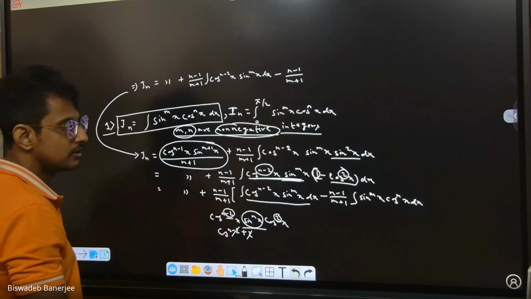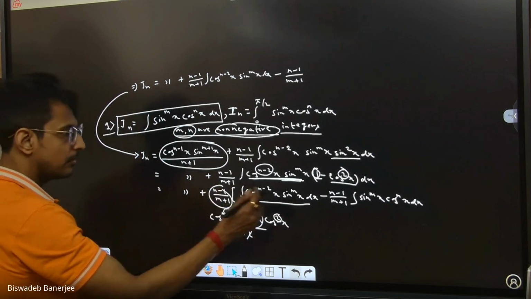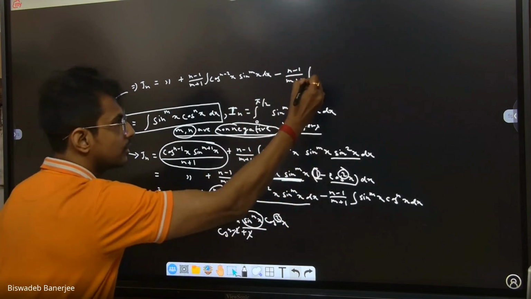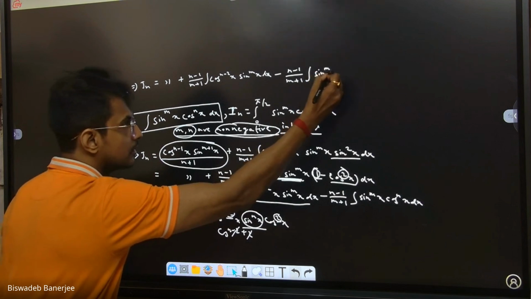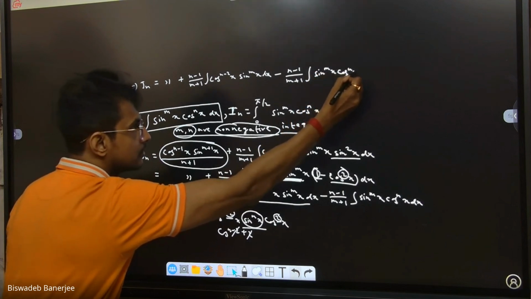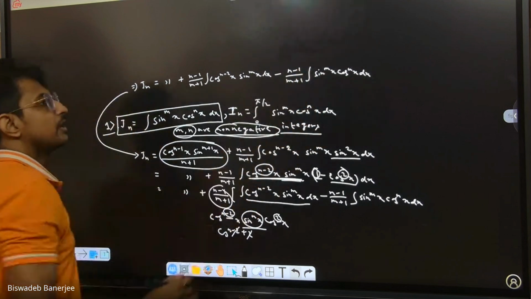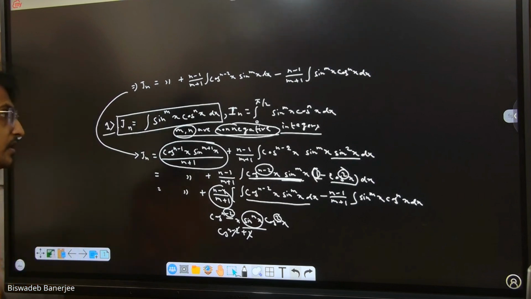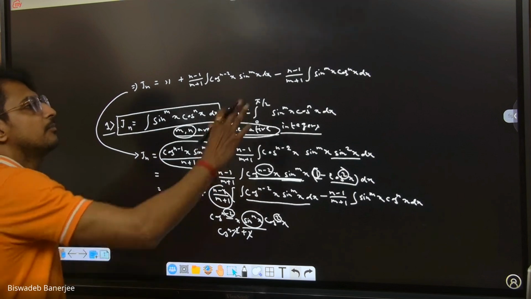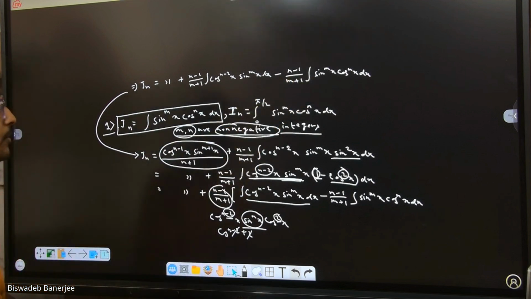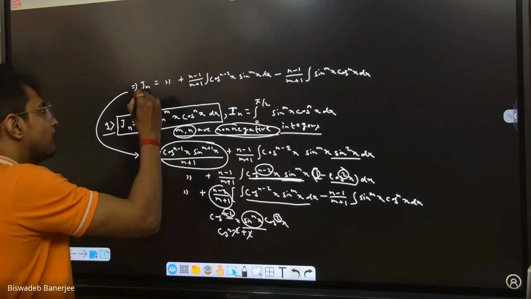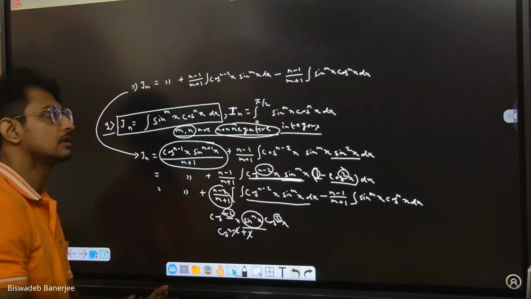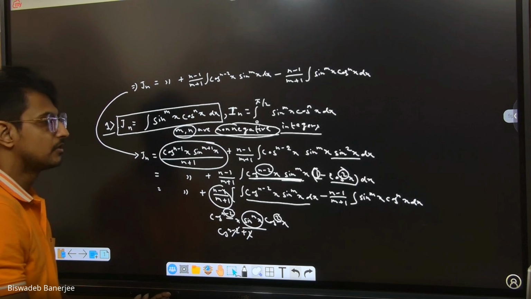m plus 1, then this multiplied with this, giving you n minus 1 by m plus 1 into integration sine to the power mx into cos to the power nx. So this becomes my form of Jn.